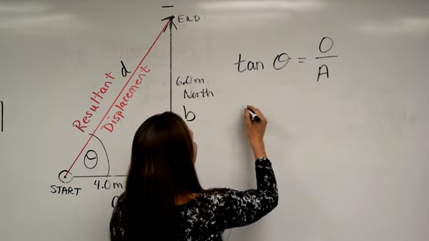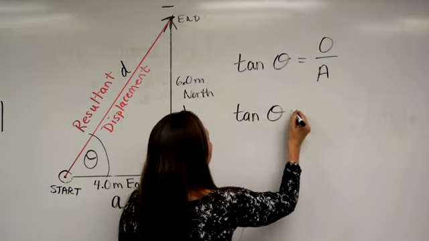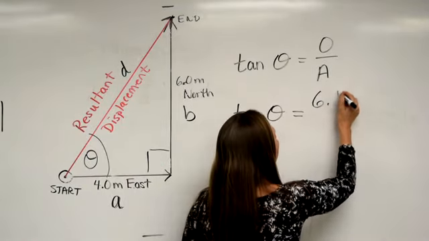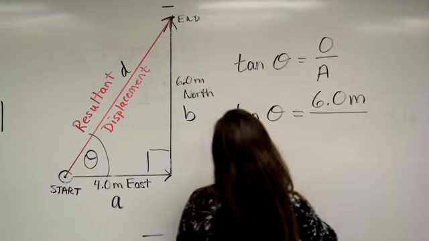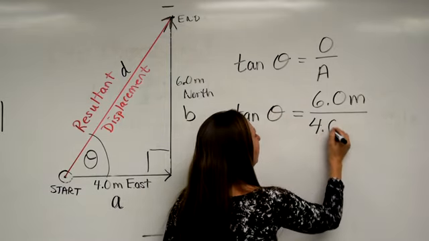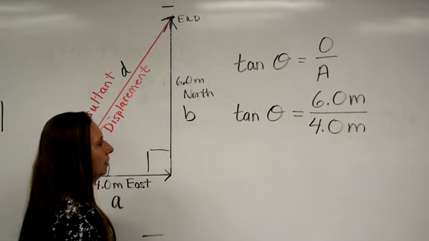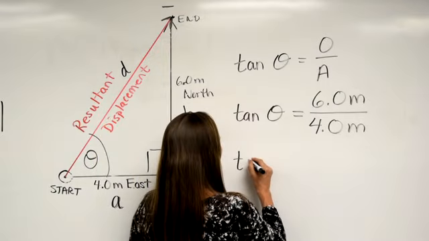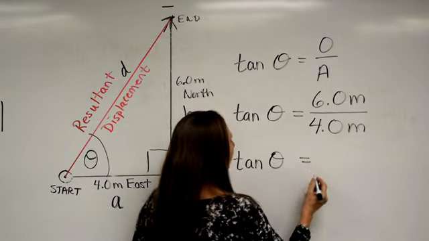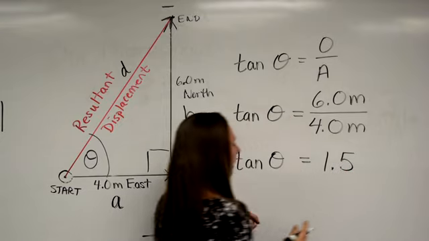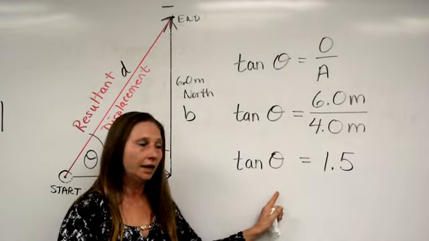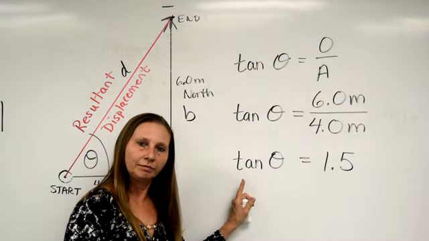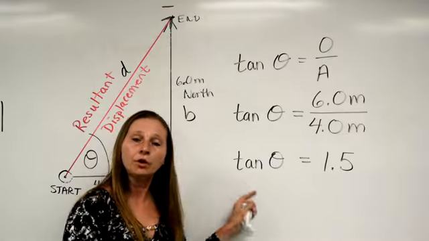Now, let's start plugging in. The tan of theta, the opposite is 6.0 meters. The adjacent is 4.0 meters. I take 6 divided by 4 in my calculator, and I get 1.5. So the tangent of theta is 1.5. Now, I don't want the tangent of theta, I want theta by itself. How do I get rid of tangent? That's right, you take the inverse tan.